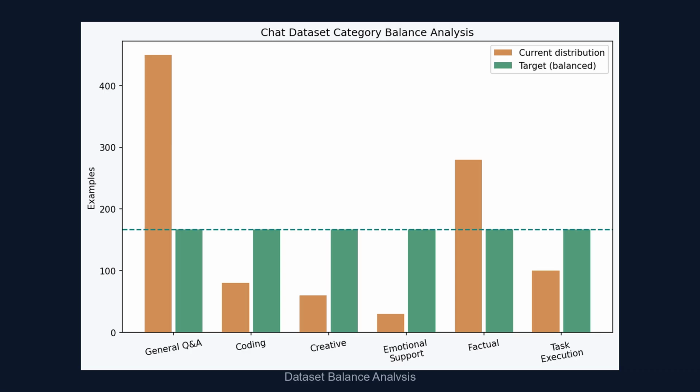Before finalizing your dataset, count your examples by category or task type. If one category has 5 times the representation of another, either generate more examples for the thin categories or downsample the dominant one. Balance in the dataset produces balance in the model's capabilities.